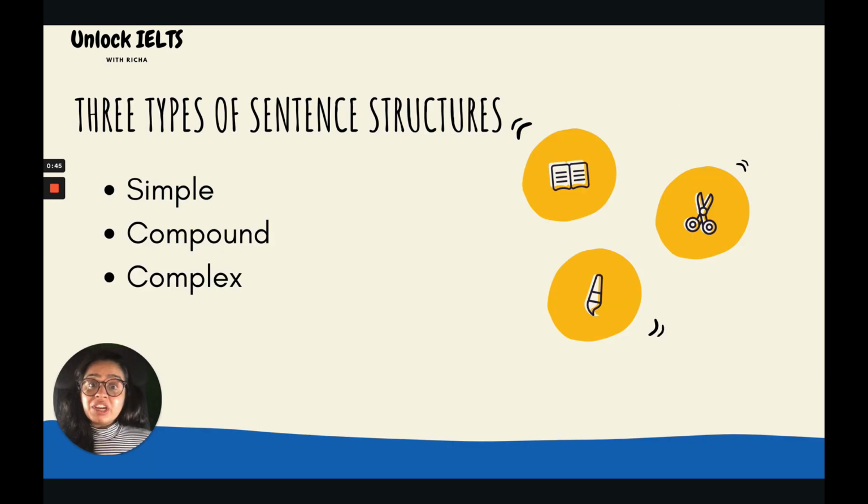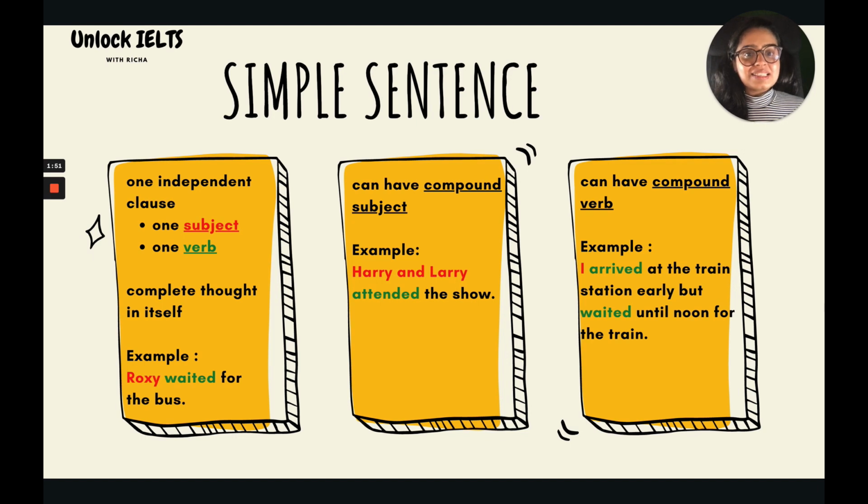There are basically three types of sentence structures: simple, compound and complex. It is very important that you should understand the correct usage of these sentence structures in order to boost your score in the IELTS writing task. Now let's have a detailed look at the different sentence structures. The first one is the simple sentence.